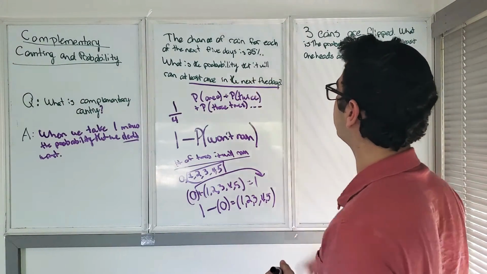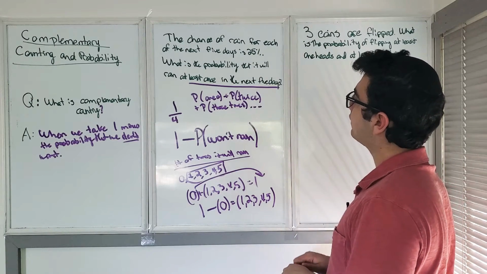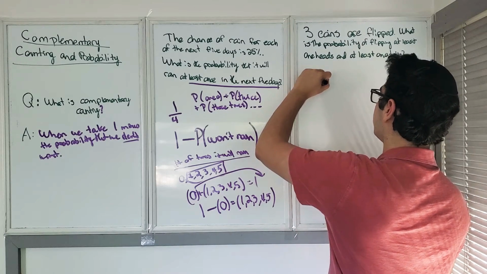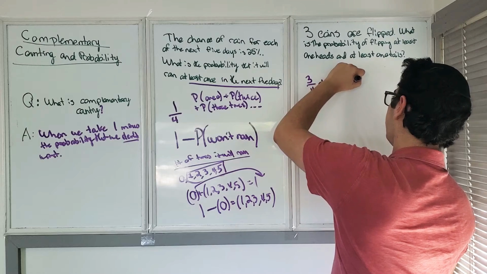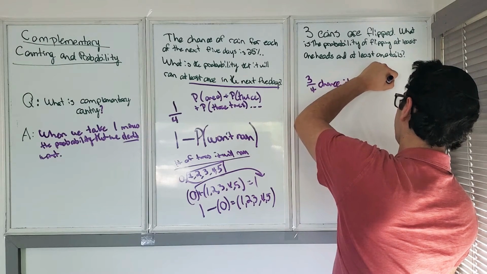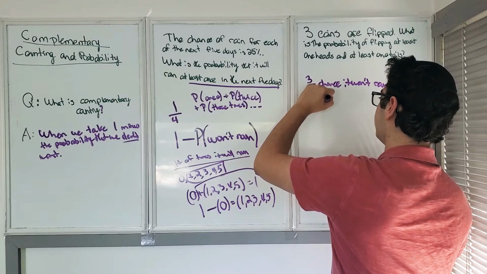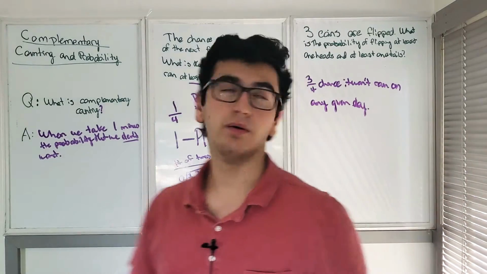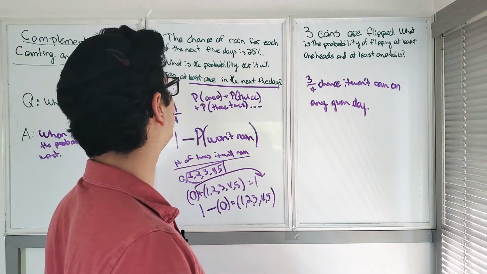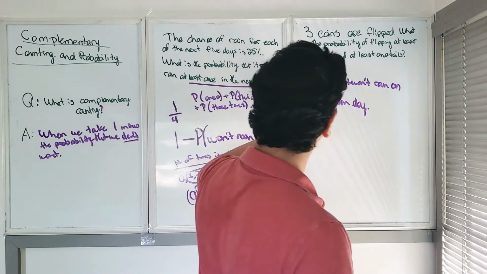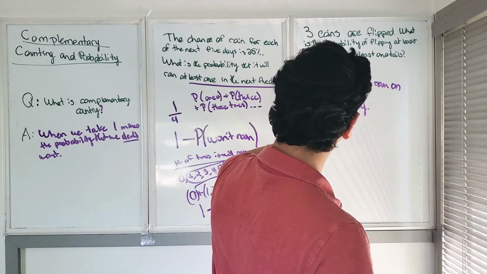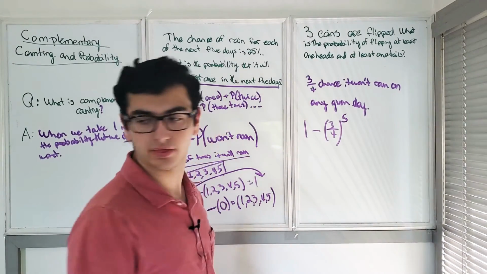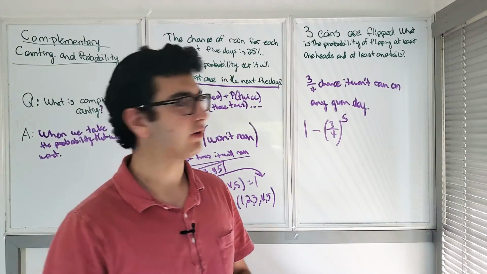So if we have a 1/4 chance that it will rain, that means there's a 3/4 chance it won't rain on any given day. And so we're going to find 1 minus the probability that it won't rain on all of those 5 days. So it'll be 3/4 for every day, so it'll be 3/4 to the 5th. And that right there is going to be your answer.